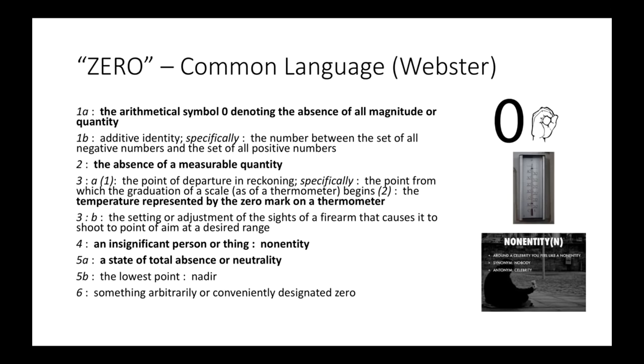Common language stuff. Just rattle through this quick. So symbol zero, denoting the absence of all magnitude or quantity, the absence of a measurable quantity. It's used in temperature, the 0 mark, 0 degrees Kelvin, and things like that. But it also means something insignificant or a non-entity, or something small and meaningless and insignificant. Yeah. Where we can see how this can affect the minds of people.